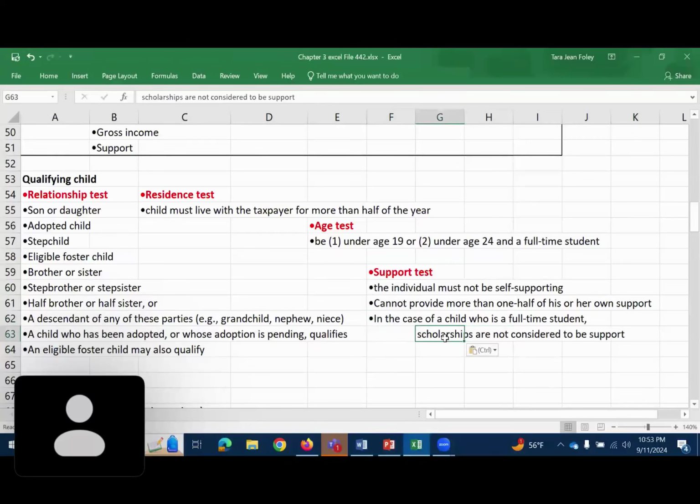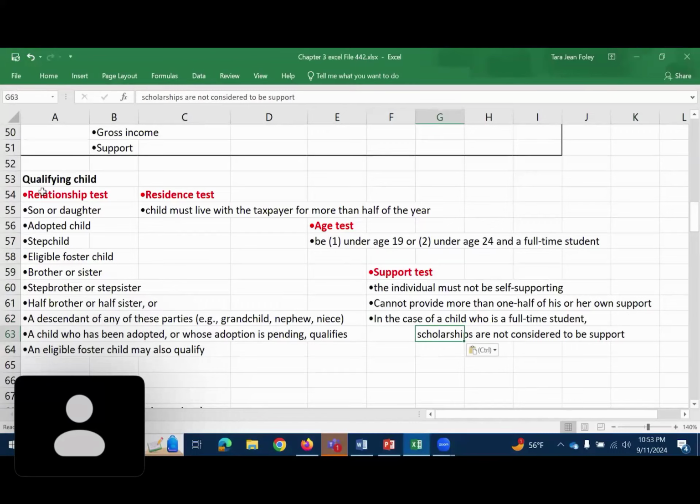Okay. In the case of a child who's a full-time student, scholarships are not considered to be support. So if they're going to college and they got a full ride, that's not support, right? It's just paying for their school. Okay.